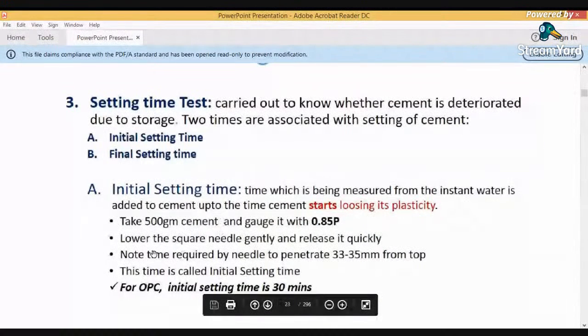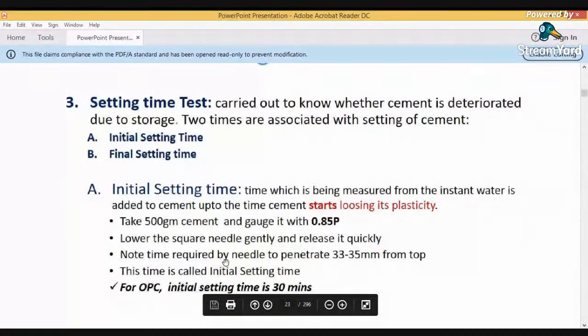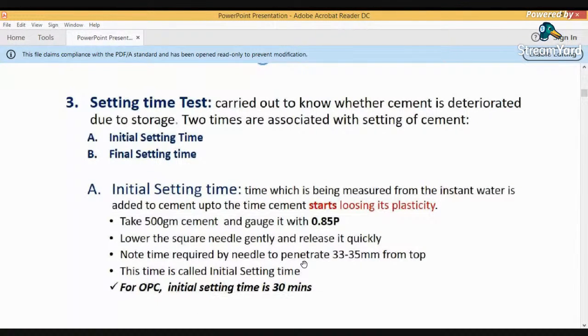Then Vicat apparatus, same thing. Then we have to lower the square needle gently. Then you have to release it quickly. First gently, then release it quickly, and you have to note the time required by the needle to penetrate a depth. You have to record the time when you are releasing the needle.